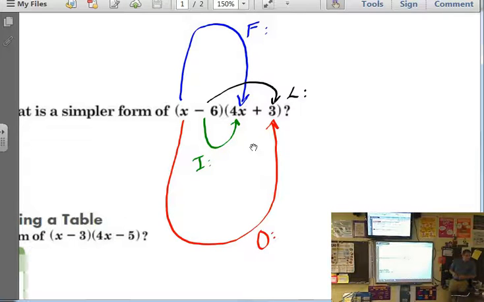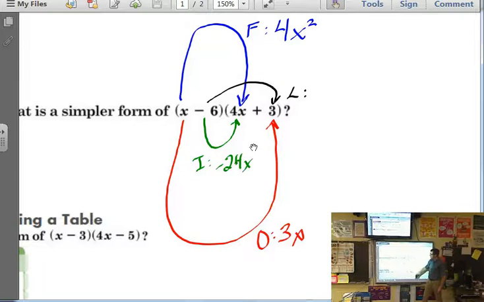So when I start processing through this, Emma, what'd you get for your first terms multiplied together? 4x squared, because we have an x times the 4x. When we go to my outers, Calvin, what'd you get there? 3x, just 3x, because it's a 3 times the x. Carmen, what'd you get for your inners? Negative 24x. And my last value's normally going to be a constant. Negative 18.